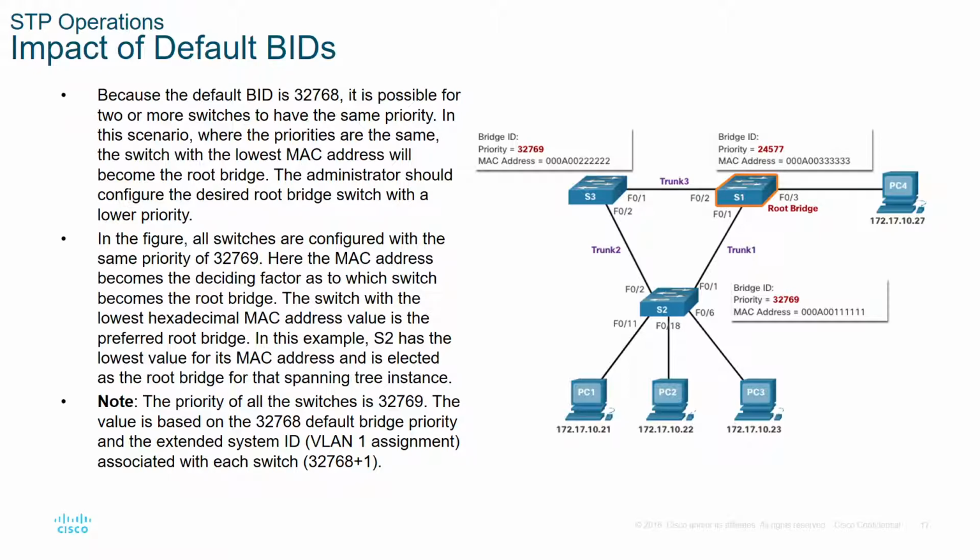So note the priority of all the switches is 32,769. The value is based on the 32,768 default bridge priority and the extended system ID, which comes from the VLAN assignment associated with each switch. So VLAN 1 gets added to that priority number.